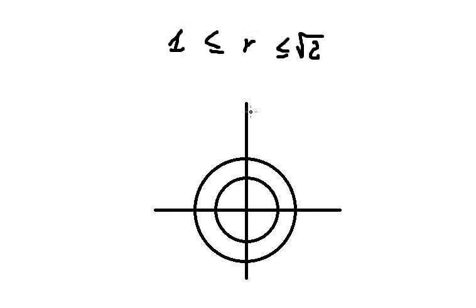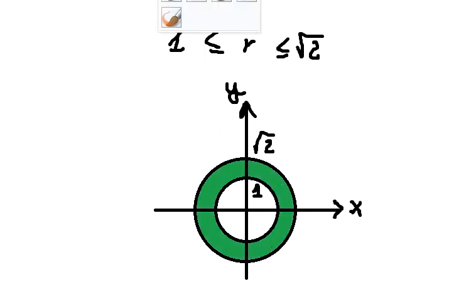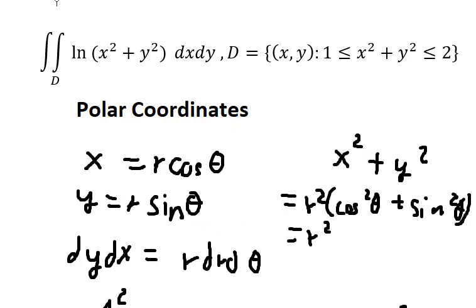So this one is 1, and this one is the square root of 2. The region we need to focus on is this one. So we need to change everything in here.